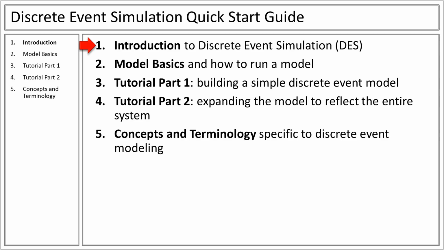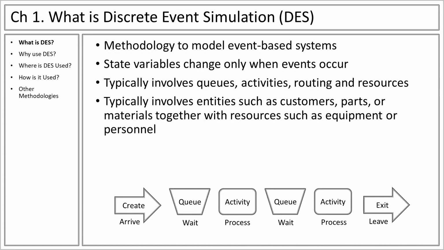In Chapter 2, we will learn the basics about how to build and run a model, and we will discuss the concepts of a model. In Chapter 3, we will go through a tutorial to build a simple model. In Chapter 4, we will expand the model that we built previously in Chapter 3 to reflect the entire system. In Chapter 5, we will cover basic concepts and terminology.